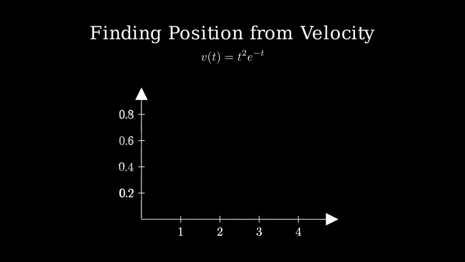Let's start by understanding what this means graphically. Here's our velocity function plotted over time. Notice how it starts at 0, increases to a maximum, and then decreases, approaching 0 as time increases.